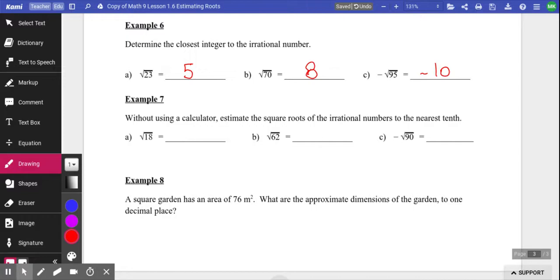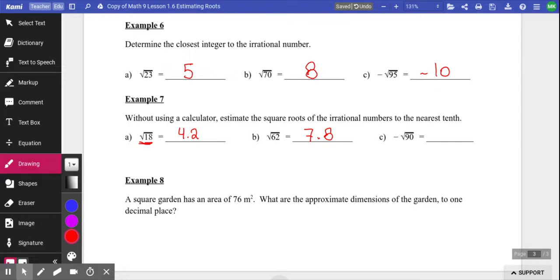The next three, we're doing the same thing. We're just estimating. So my guess is that root 18, estimate the square roots of the irrational number. So we're going to say square root of 18 is going to be like 4.2. 4.1 would work too. 62 is really close to 64. Square root of 64 is 8. That means I'm going to go with like 7.8. What about 7.7? 7.7 works.